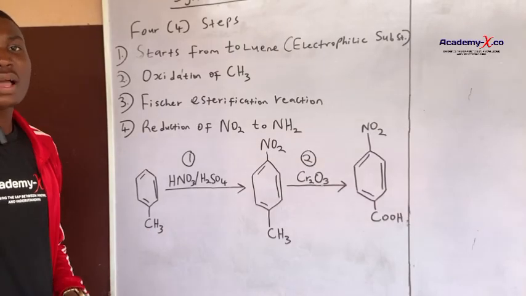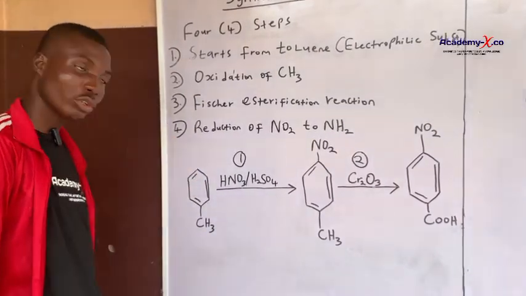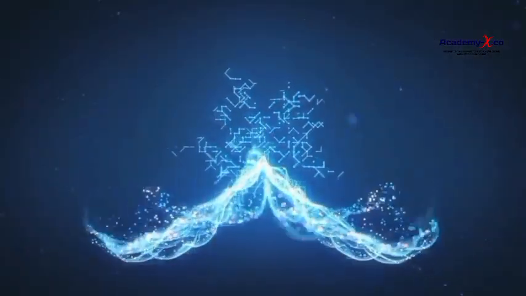Methyl benzene. So this is the structure of toluene.